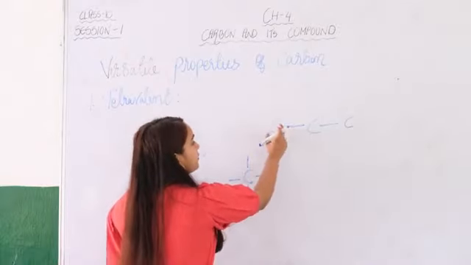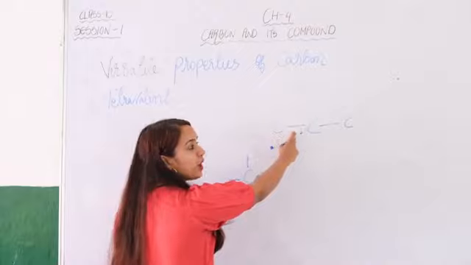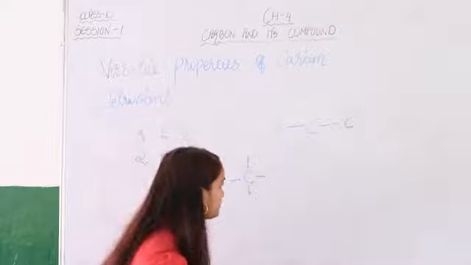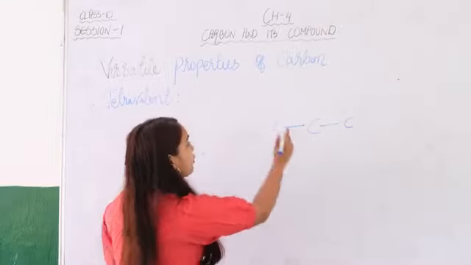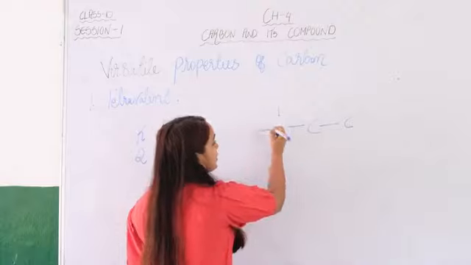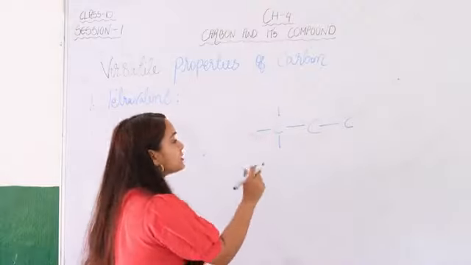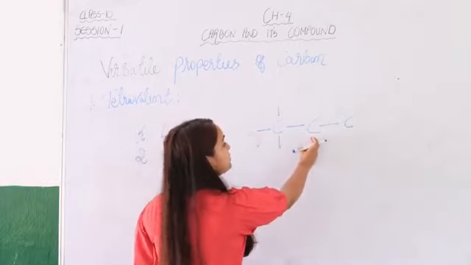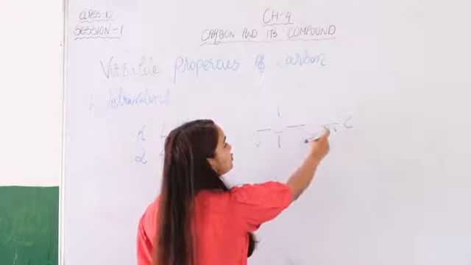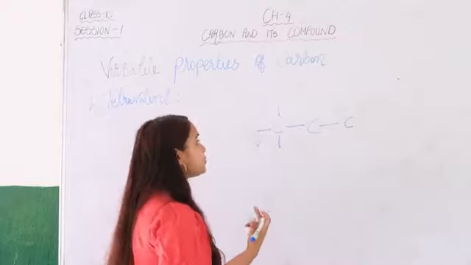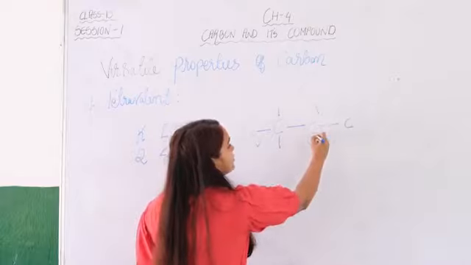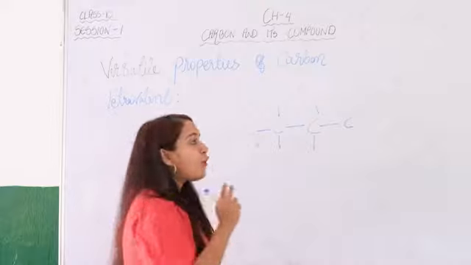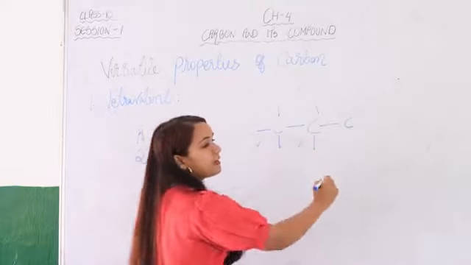So for this carbon, how many bonds are there? Only 1 bond. That means it needs to have 3 more bonds to attain tetravalency, so 1, 2, 3. Now check for this carbon, how many bonds are there? 1, 2, 3, 4. So tetravalency has been maintained. Now this carbon, how many bonds are there? 1, 2. How many more bonds does it need to attain tetravalency? 2 more bonds. Now count for this carbon, 1, 2, 3, 4. So there are 4 bonds now. This also has attained tetravalency.